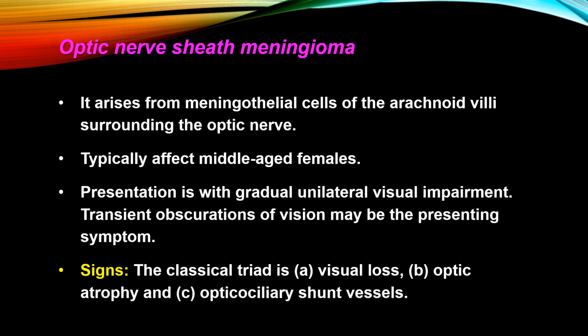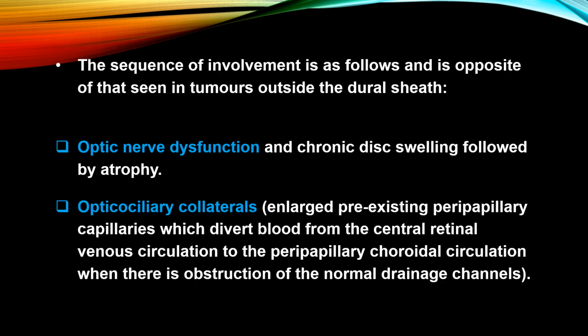Signs: there is a classical triad of visual loss, optic atrophy, and opticociliary shunt vessels. The sequence of involvement is as follows: optic nerve dysfunction and chronic disc swelling, followed by atrophy. Opticociliary collaterals. These are enlarged pre-existing peripapillary capillaries, which divert blood from the central retinal venous circulation to the peripapillary choroidal circulation when there is obstruction of the normal drainage channels.